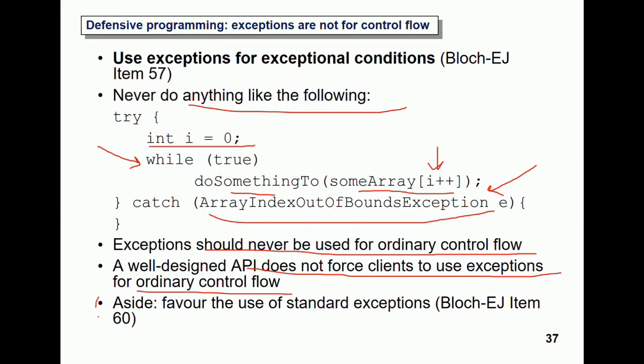A side note: favor the use of standard exceptions. The Java API provides a number of standard exceptions, so make use of them. Why? Because programmers are more familiar with them and they can understand them better. They know what an illegal argument exception is. They know what an illegal state exception is. There are a number of exceptions commonly used within the Java community. It makes your code more understandable. It makes it easier to debug code when errors happen, because they look at the exception, they recognize it, and they know how to correct the code.